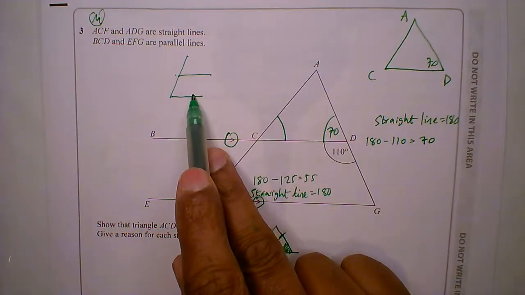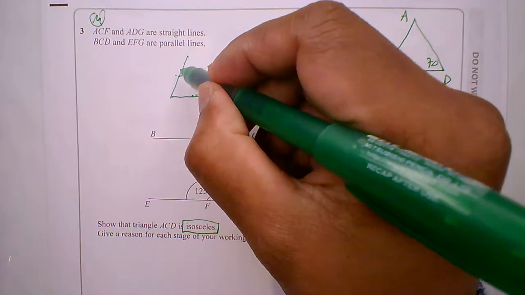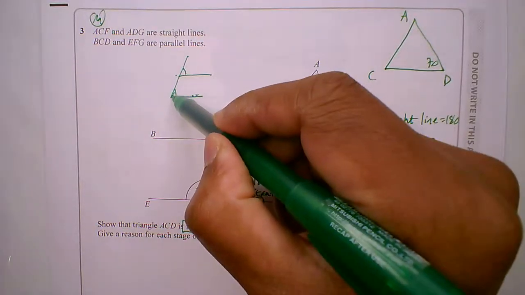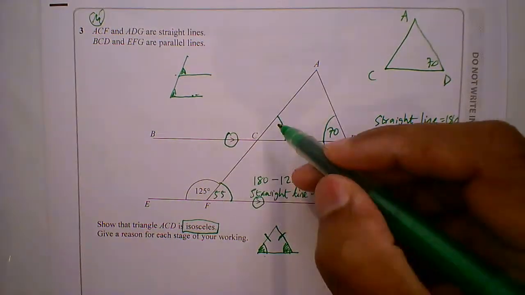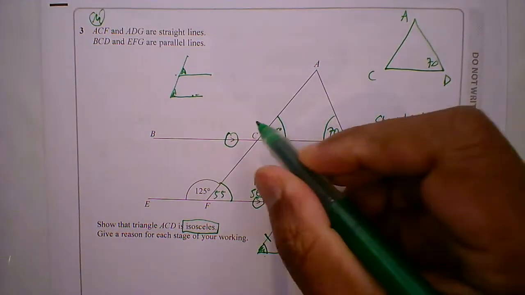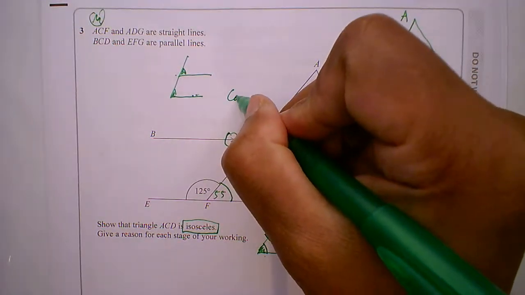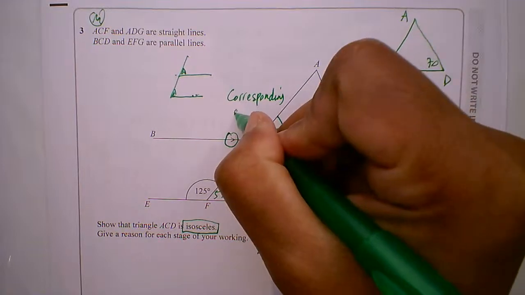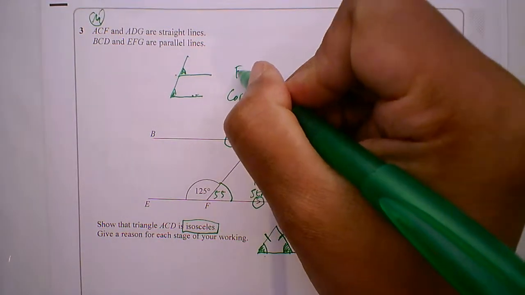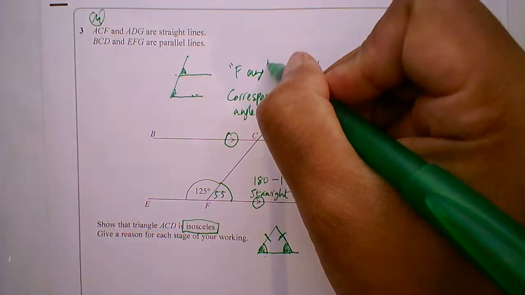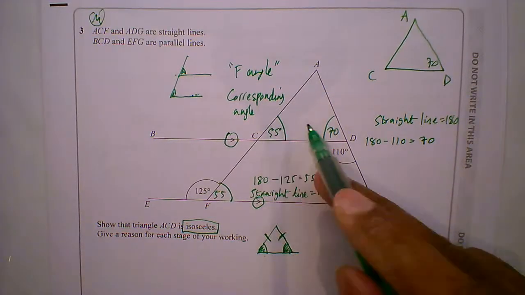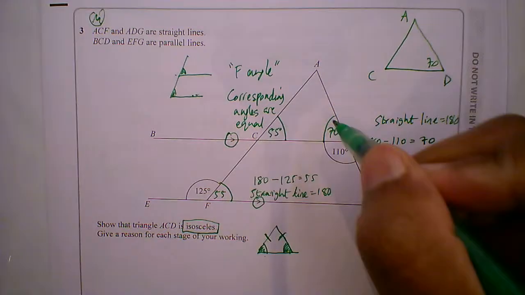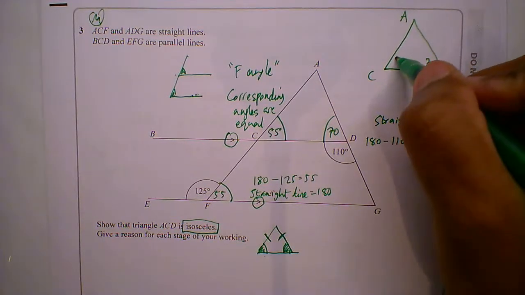What letter is this? This is an upside down F angle. It's to the right of the line and above the line. So these two angles must be the same, so this must be 55 degrees. And the F angle is corresponding, so this is corresponding. Corresponding angles are equal. So now I can put 55 here.